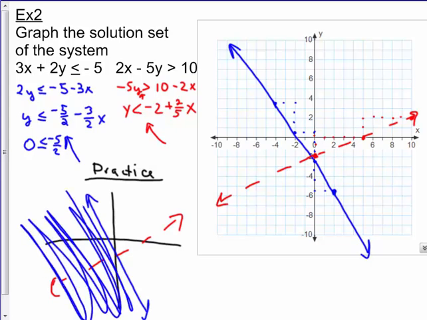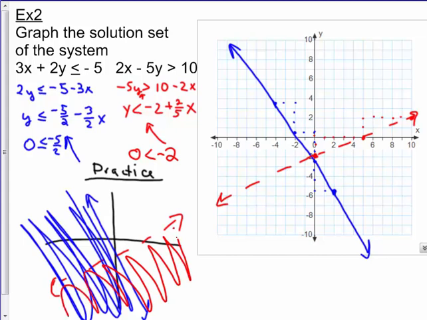I'm going to do the same thing in the red line. Y is less than that, so I'm going to put in 0 for y, 0 for x. I get 0 is less than negative 2. Is that true? No, that is not true. So I shade where (0, 0) is not. I shade below the red dotted dashed line.